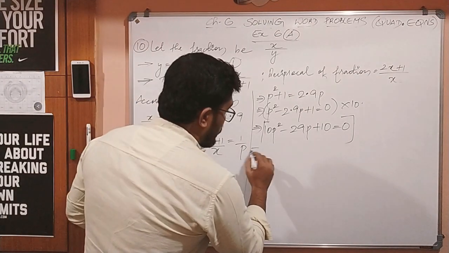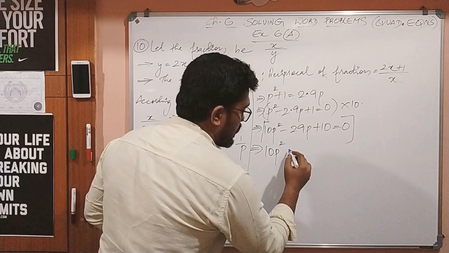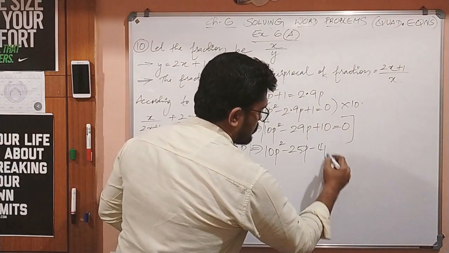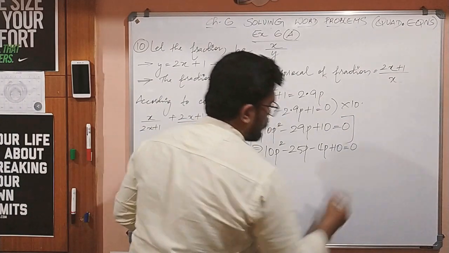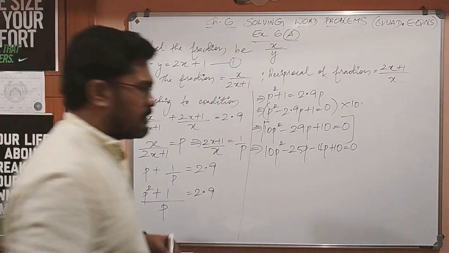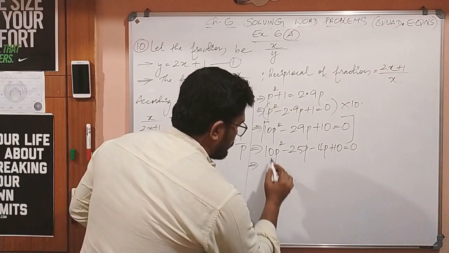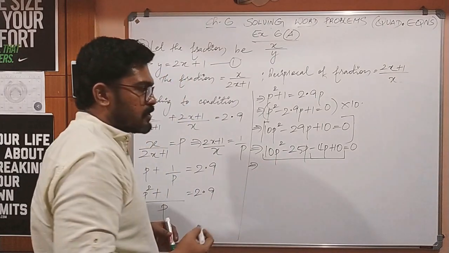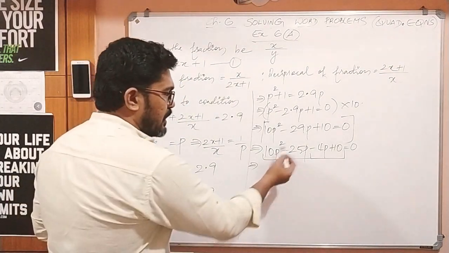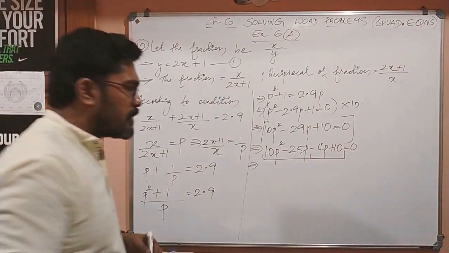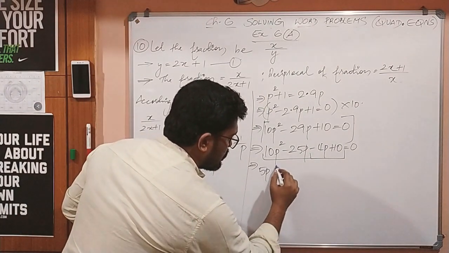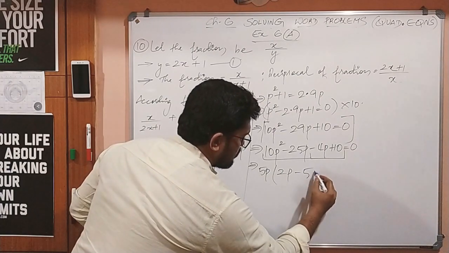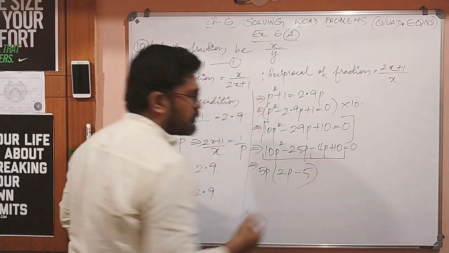So children, I think we can do it this way: 10p square minus 25p minus 4p plus 10 is equal to 0. Is that correct? So here we get 10p square minus 25p is one group and minus 4p plus 10 is another group, isn't it? So 10p square and 25p. What is common here? I think it is 5p. So inside the bracket you will get 2p minus 5. Correct?